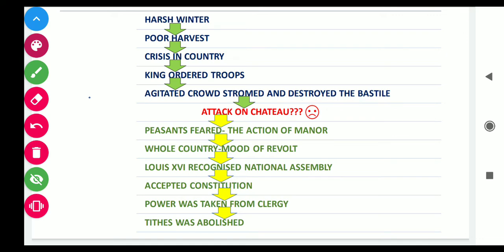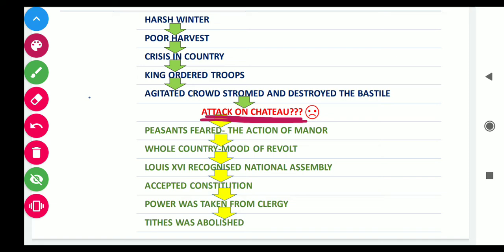On the other hand, in the countryside, a rumor spread that an order had been given to troops to destroy the crops. Because of the fear, peasants attacked the châteaux and looted the hoarded grains. Now châteaux are the residences belonging to the nobles. The records of manorial dues were set on fire. And many people were killed in this agitation. Many noblemen and clergy fled to neighboring countries to save their lives.